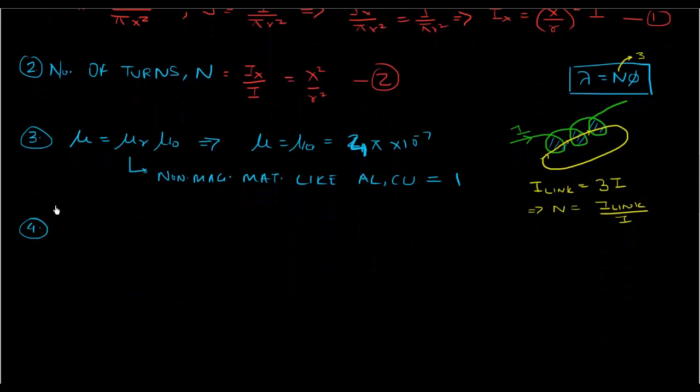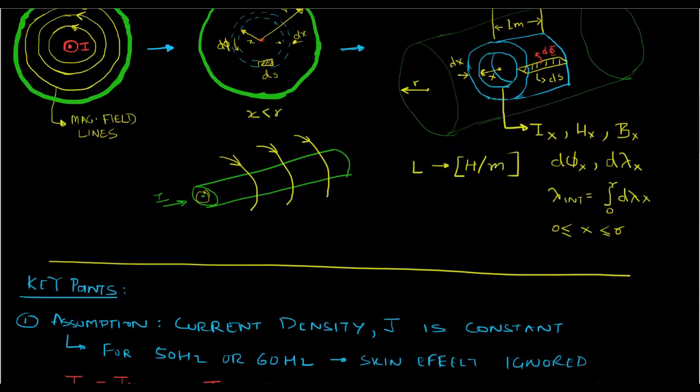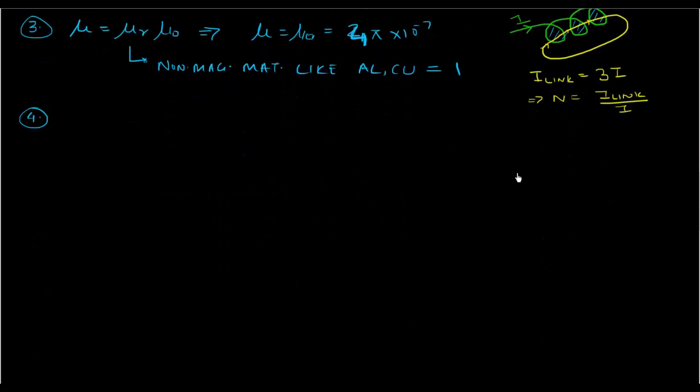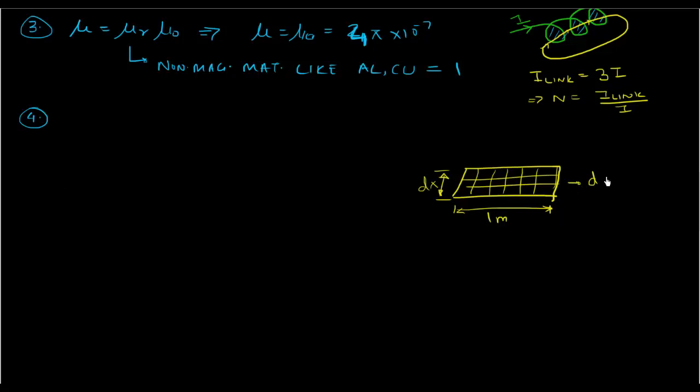The fourth point is, let me draw that surface out here again. The surface that we're considering, this one. Width dx and length 1 meter, right? That's what we said. So let's draw that out here. So that's your surface area. This is 1 meter. This width is dx. And this is our surface area, ds.